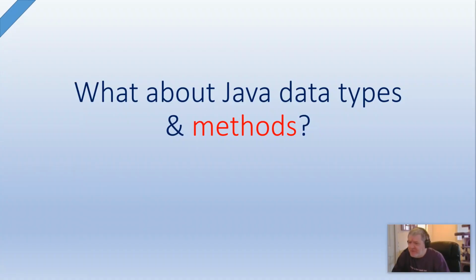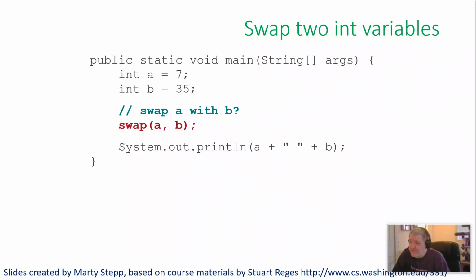Why does it matter for us? We're going to talk about what we just mentioned about data type, primitive and reference data type, in the context of parameters and arguments for methods. So let's take a very simple method.